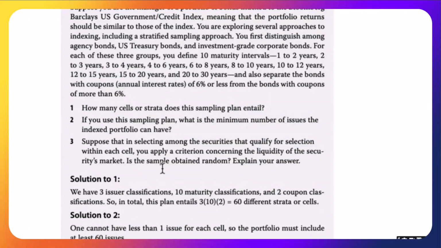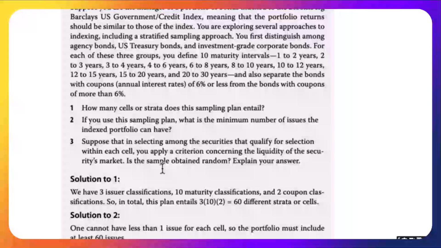Suppose that in selecting among the securities that qualify for selection within each cell, you apply a criterion concerning the liquidity of the securities market. Is the sample obtained random? Explain your answer. Well, if we were going to select based on liquidity, we would then further have to subdivide each of those populations, each of those subpopulations by liquidity and sample in each one to be representative.